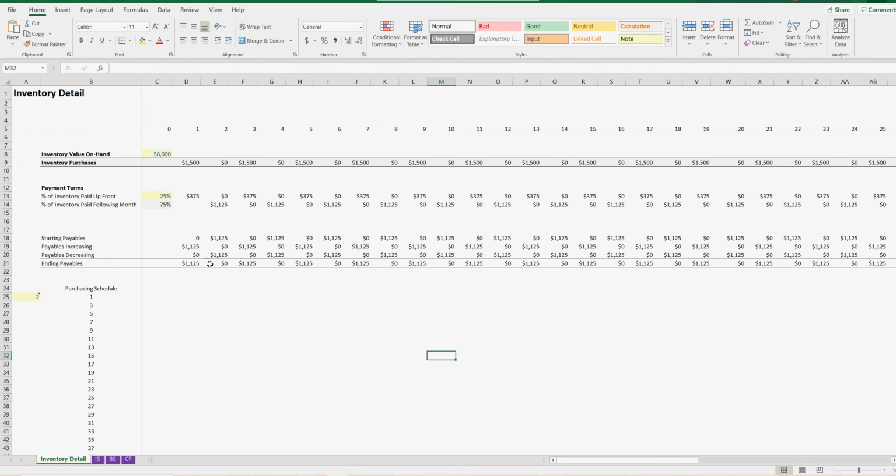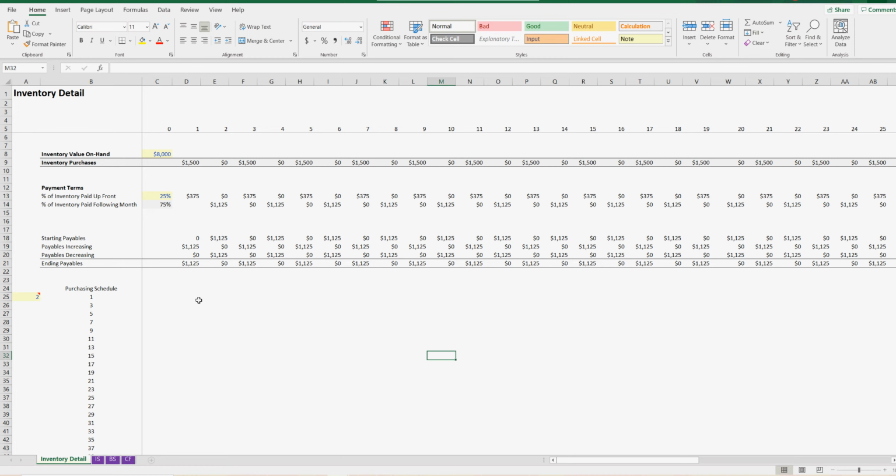I'm going to go over the inventory calculation within this three-statement model. This template, I did a full video on how I built it, and it's about an hour long, but this is going to be a quick one to show you how to use it and just focus on what it does.